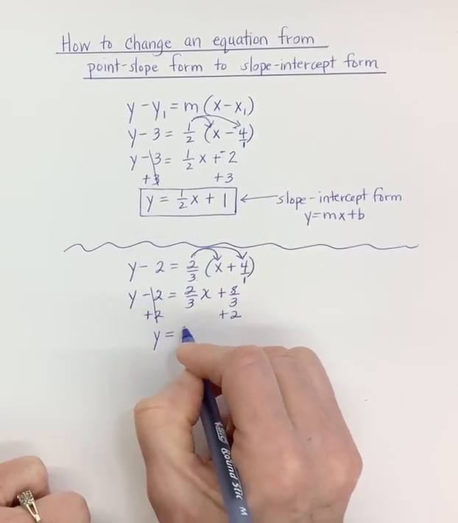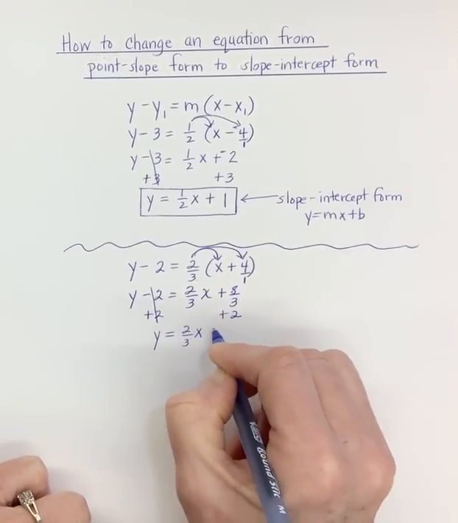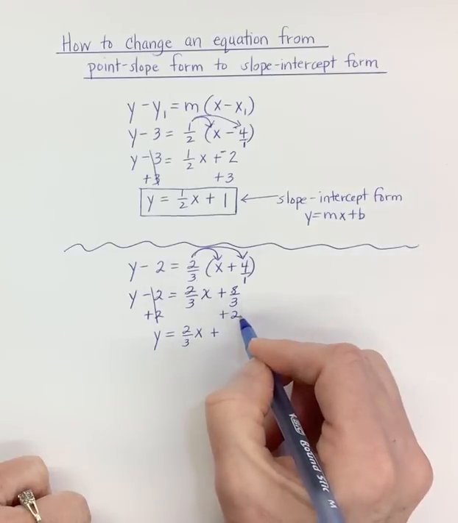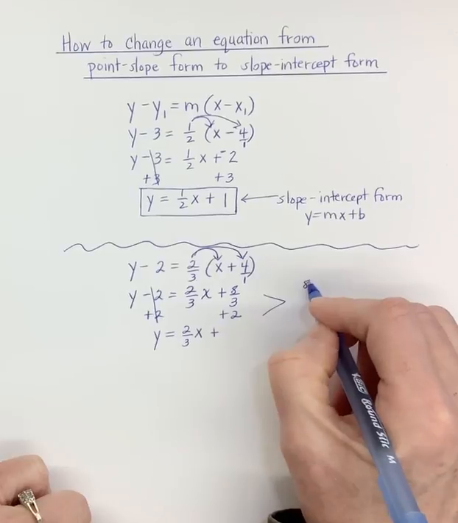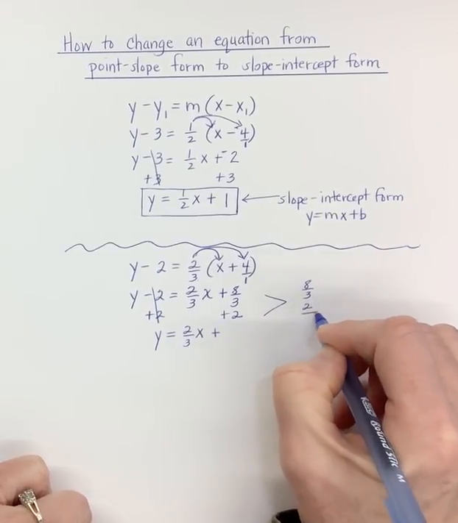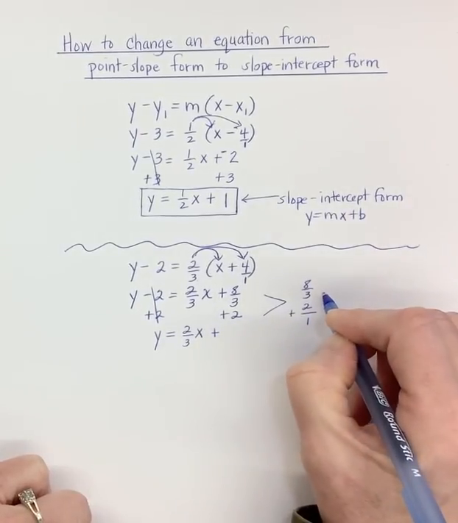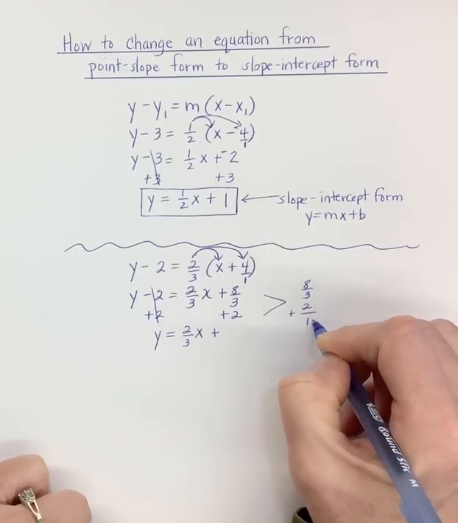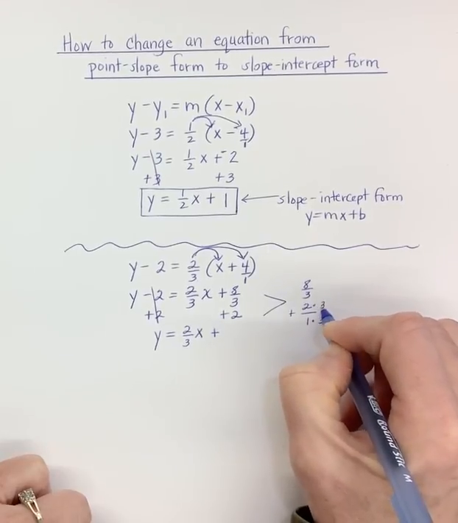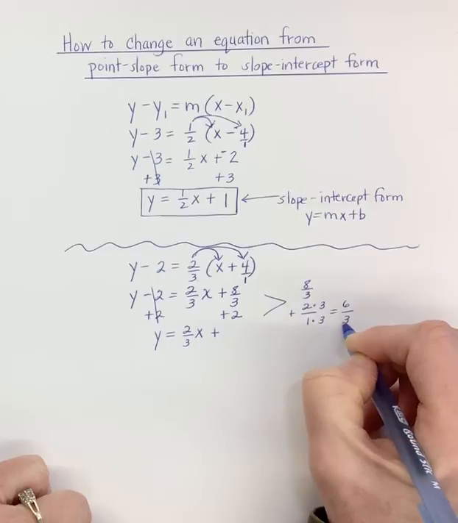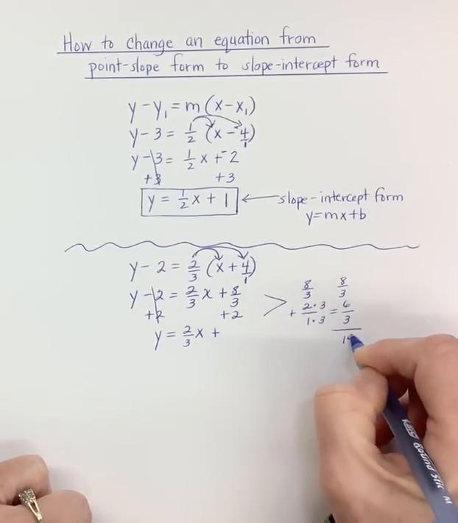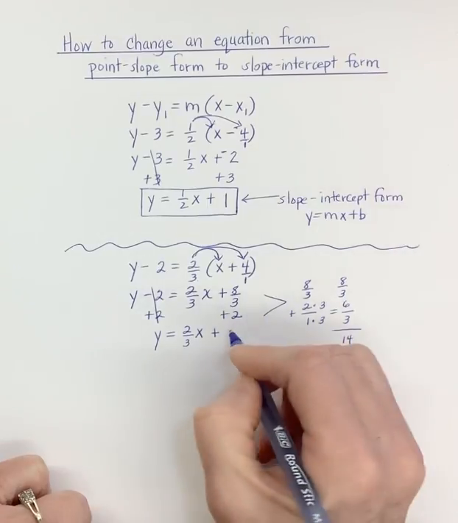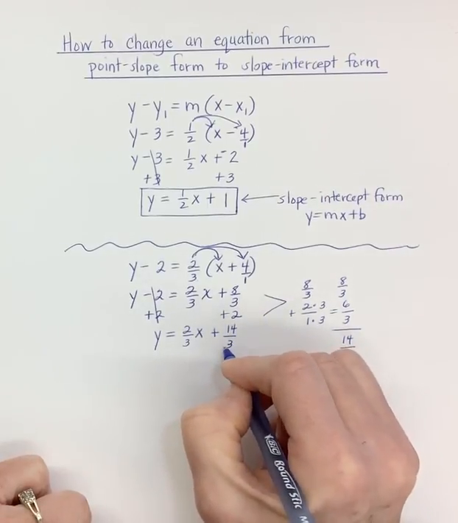y equals 2/3 x plus 8/3 plus 2. I need a common denominator. I'm going to go over to the side. 8/3 plus 2 over 1. The common denominator will be 3. That means here I need to multiply top and bottom by 3. So now I have 8/3 plus 6/3. That's 14/3 when we add.